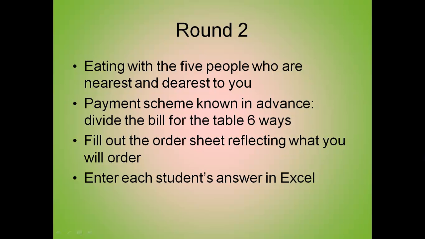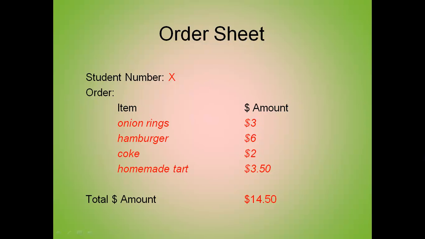I tell them that they have eaten with this group before, and they know how the evening always ends. Someone will say, "It's too hard to figure out what each person owes. Let's take the bill for the entire table and divide it by 6, and that will be what each of us owe." I tell the students that they must fill out their own order sheet, given that they know the bill will be split 6 ways at the end of the night.